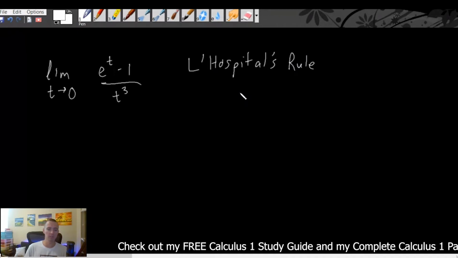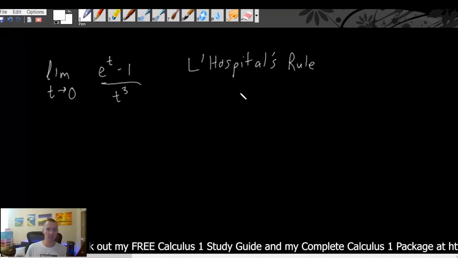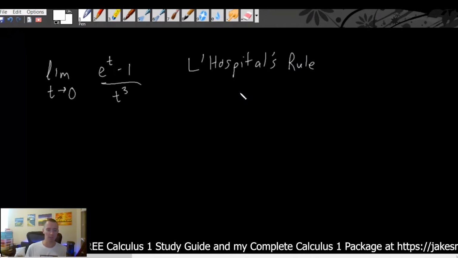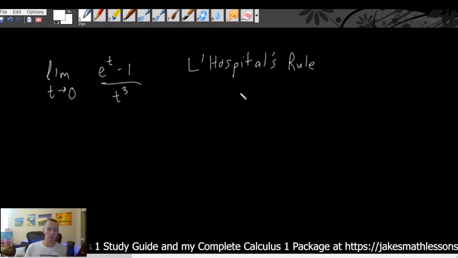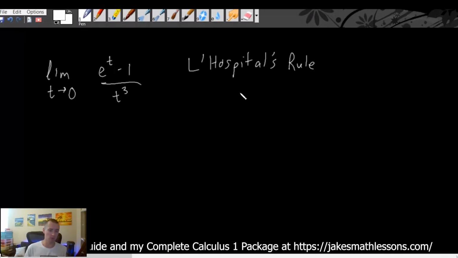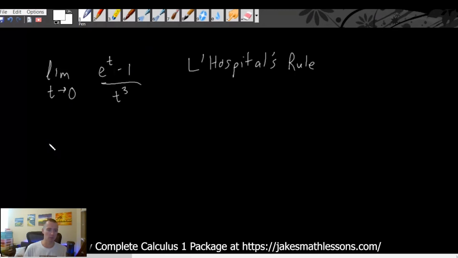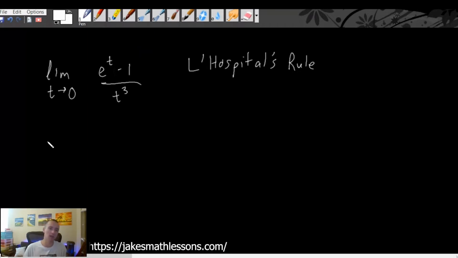What this rule gives us is a tool that makes it easier to solve limits. It's a little bit weird because what we're going to be doing with L'Hopital's rule is using derivatives to solve a limit, which seems strange because derivatives are basically defined by limits. So it's weird to think about it the other way. But that's essentially what L'Hopital's rule tells us.